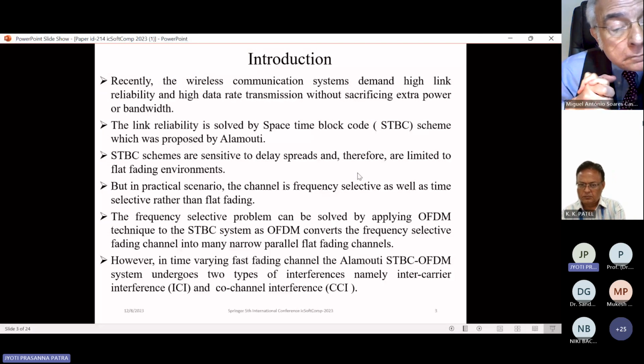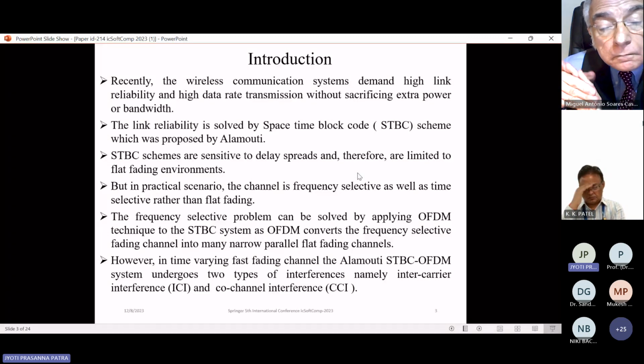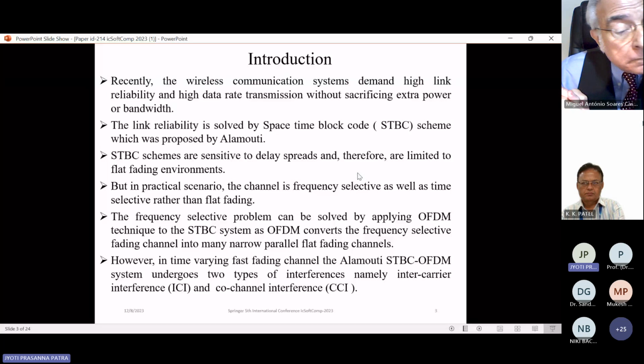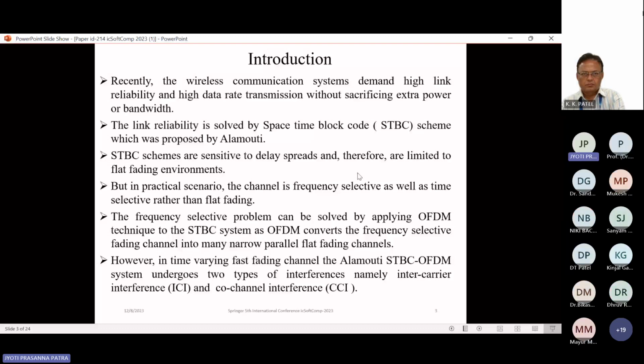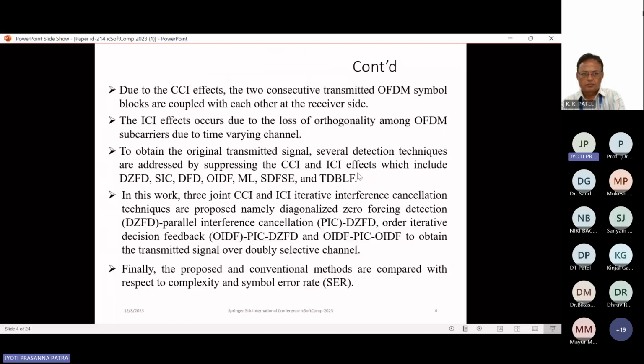The frequency selective problem can be solved by applying OFDM techniques, as OFDM converts the frequency selective channel into many narrow parallel flat fading channels. So STBC OFDM can achieve very high reliability without increasing power and bandwidth. However, in time varying fast fading channels, STBC OFDM suffers from two types of interference, namely co-channel interference (CCI) and inter-carrier interference (ICI). CCI arises because two consecutive OFDM symbol blocks are coupled with each other at the receiver side, and ICI occurs due to the loss of orthogonality among OFDM subcarriers due to the time varying channel.